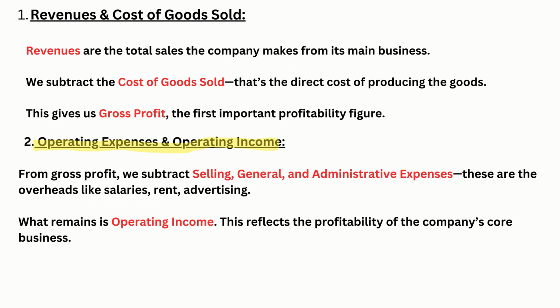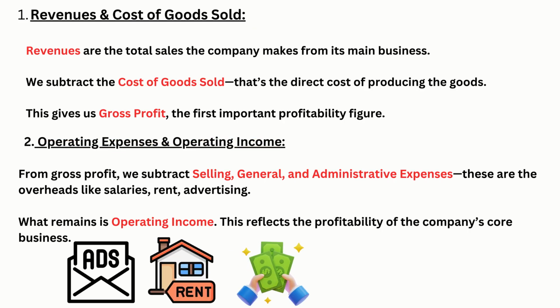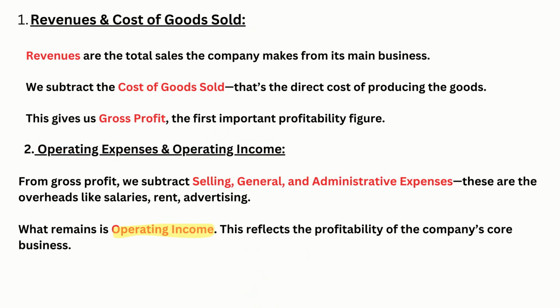2. Operating expenses and operating income. From gross profit, we subtract selling, general, and administrative expenses. These are the overheads like salaries, rent, advertising. What remains is operating income. This reflects the profitability of the company's core business. This is also called EBIT, earnings before interest and taxes.